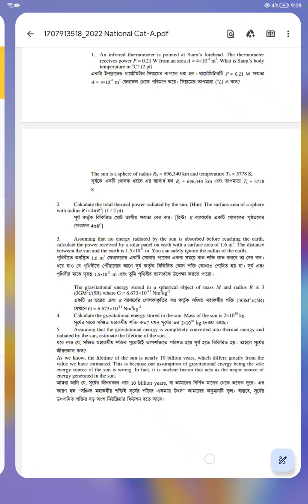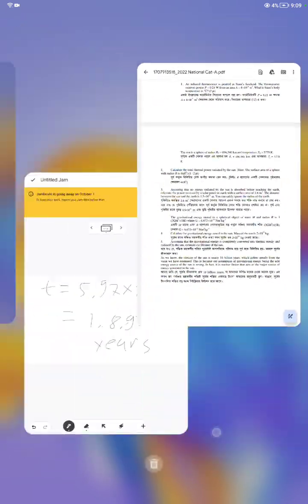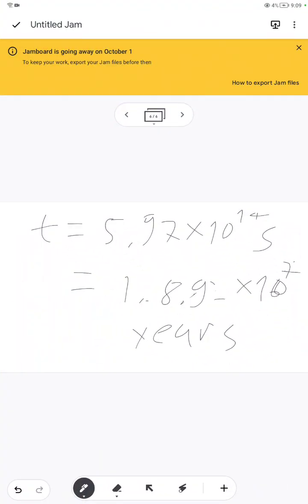And they said it's going to differ greatly from the value we estimated. Obviously 18.9 million years is far away from 10 billion, and that's not a problem. It's just the math, so you just have to do the math. So 1.89 times 10 over 7 years.